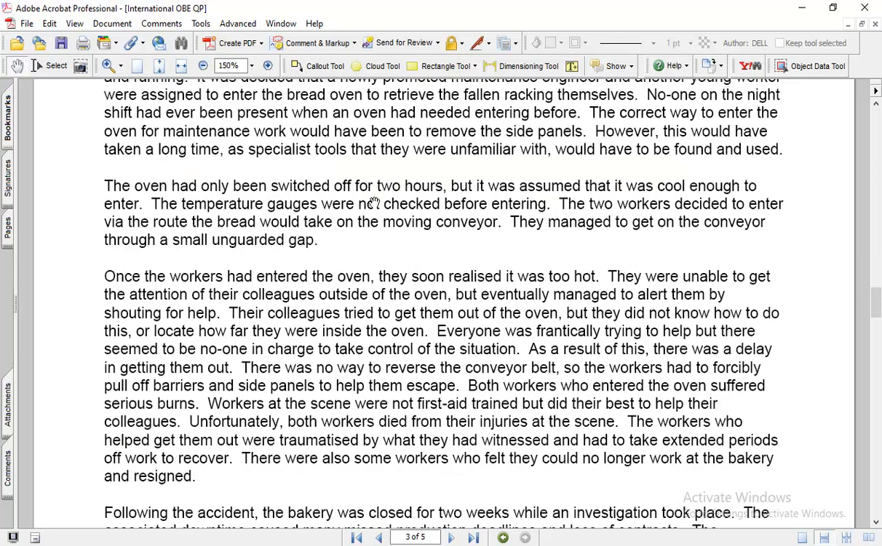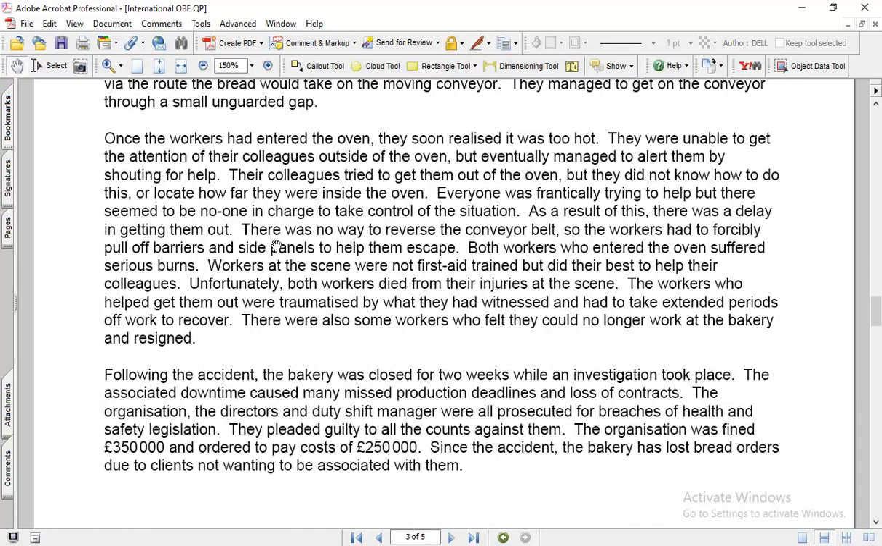The oven had only been switched off for 2 hours, but it was assumed that it was cool enough to enter. The temperature gauges were not checked before entering. The two workers decided to enter via the route the bread would take on the moving conveyor. They managed to get on the conveyor through a small unguarded gap.